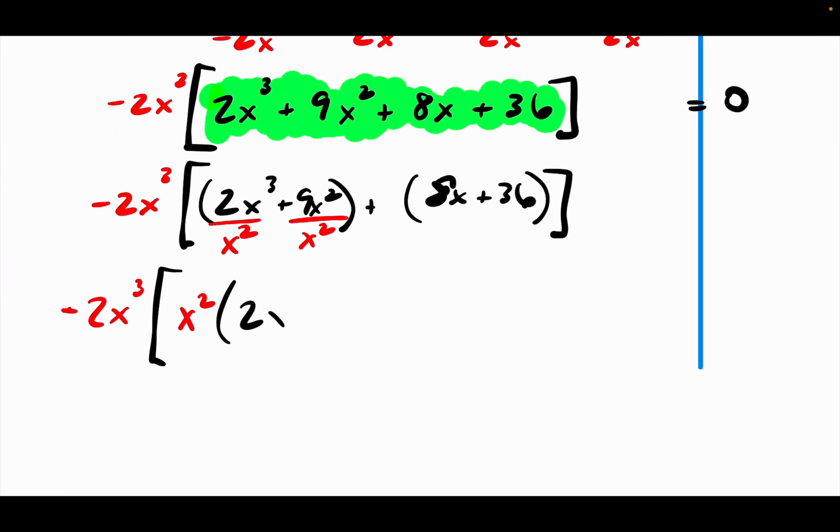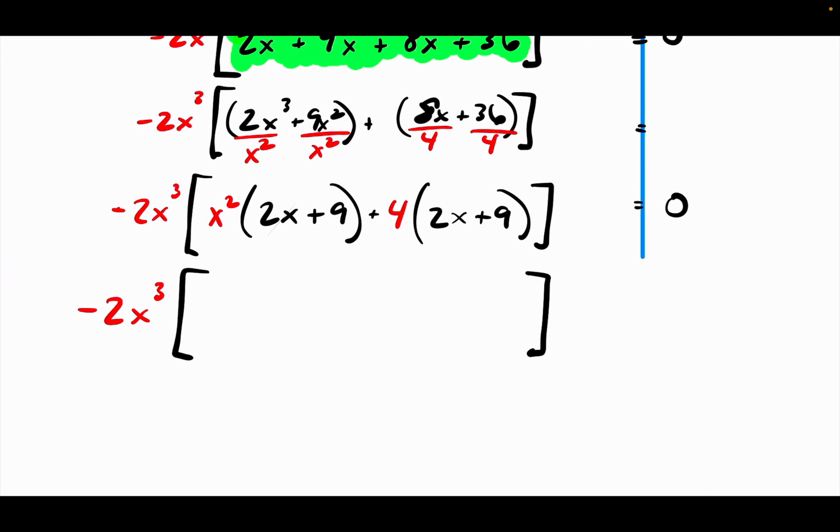I want to make the other guy into 2x plus 9. So what am I going to divide by? 4. That's the key to grouping. The key to grouping is to make 2 binomials into the same. Okay. Negative 2x to the third is still in front. Rewrite the guy that repeats. 2x plus 9. Leftovers, x squared plus 4.